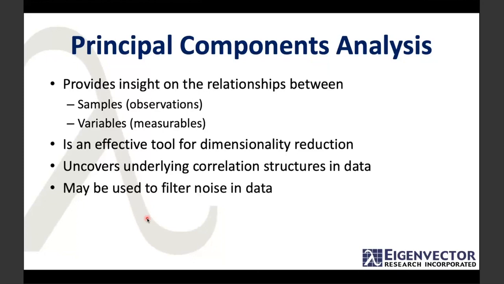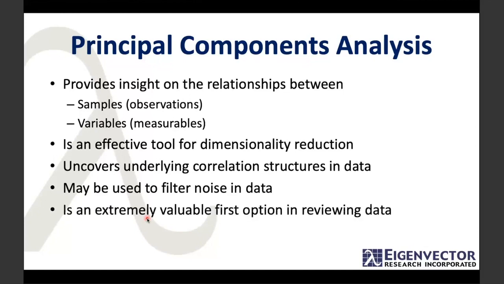PCA can be used to filter noise in your data. One of the things that PCA ends up doing for you is to partition your data between sources of systematic variation and variation that's more of random noise. Now, the separation between the two is not perfect, but it can be readily used to help clean up your data in this mode. And as I mentioned before, it's an extremely valuable first option in reviewing your data.